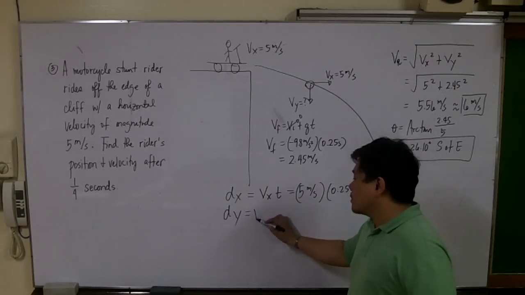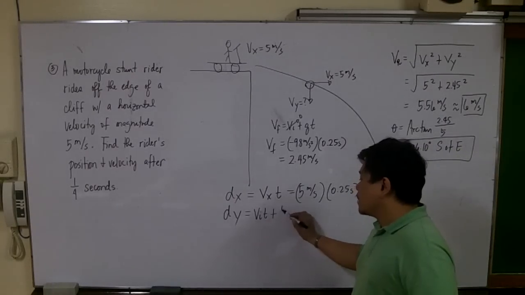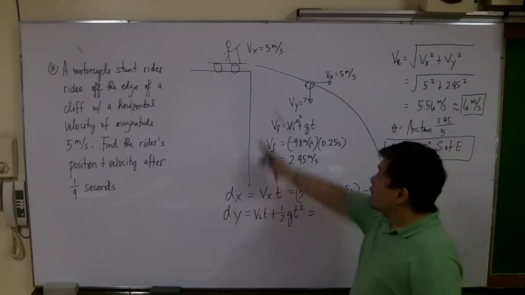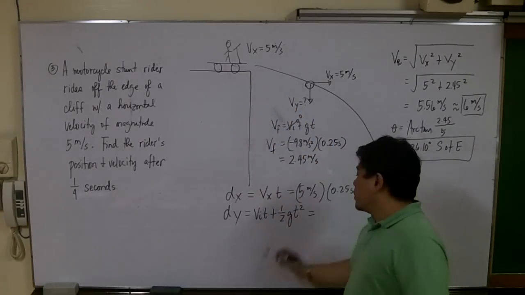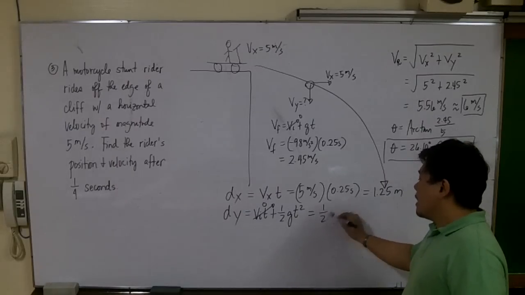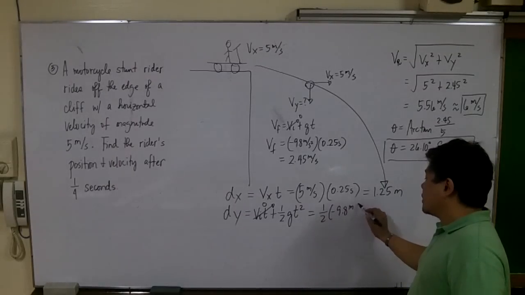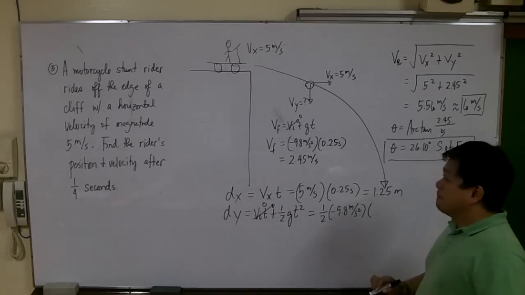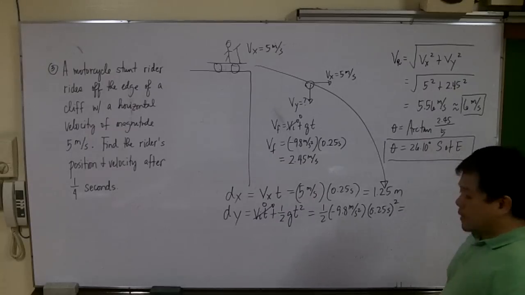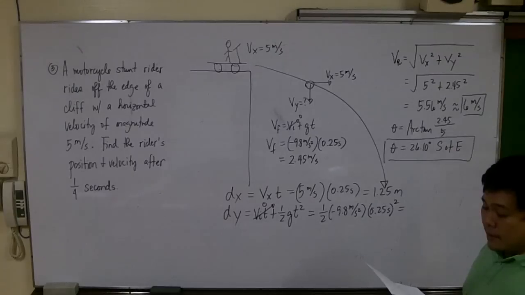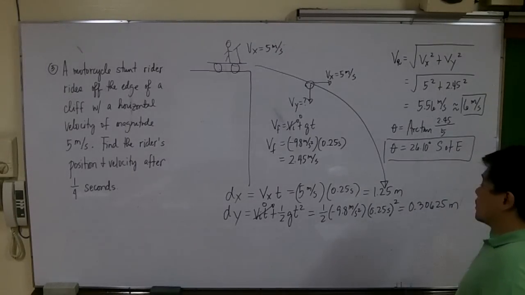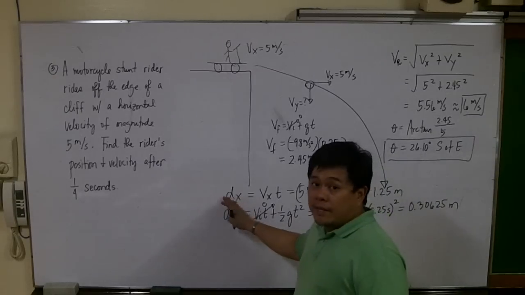The d sub y, we can solve this using v sub i t plus 1/2 g t squared. And we know that initially, there is no y component, so this is equal to 0. So 1/2 g is negative 9.8 meters per second squared, and the t is 0.25 seconds then squared. The d sub y will be 0.30625 meters.